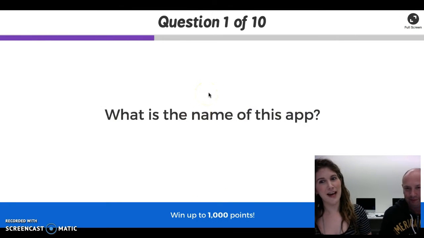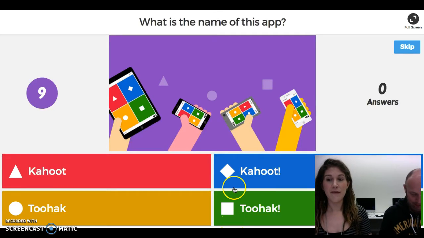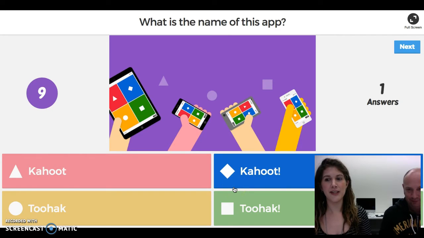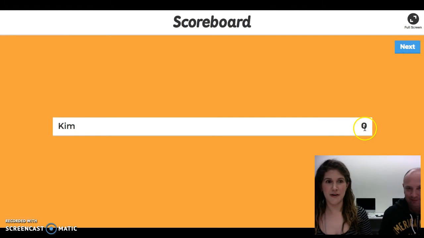What is the name of this app? What do you think it's going to be? It says out of the 1,000 points. The faster Kim answers, the more points he gets. This is a common mistake. Kahoot has an exclamation mark. So he got it wrong, so he got 0.